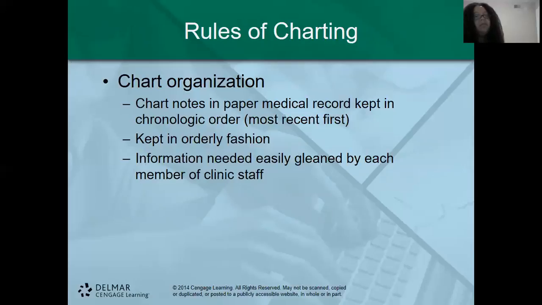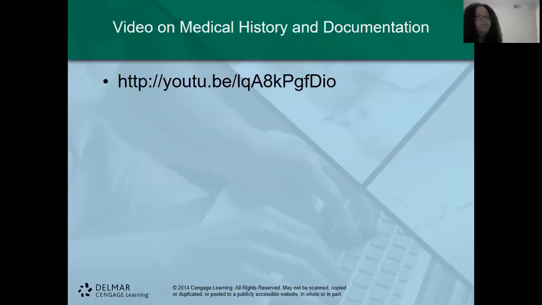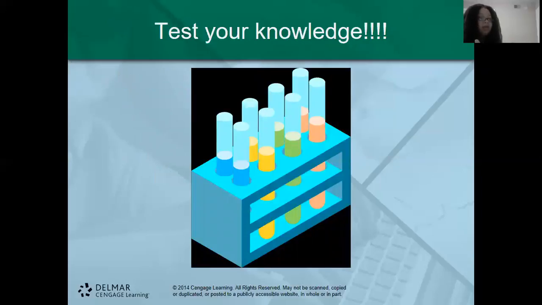I also talked about this one, organization. Chart notes in a paper chart must be kept in chronological order, most recent being first. It must be kept in an orderly fashion, and information needed should be easily gleaned by each member of the clinic staff. If things are kept out of whack, it's going to be hard to find what you need, and it can be frustrating. So the best rule of thumb would be to keep it in chronological order. And that's it.